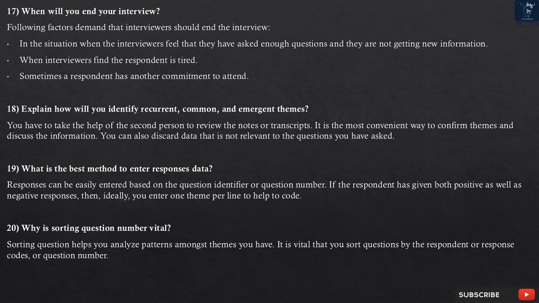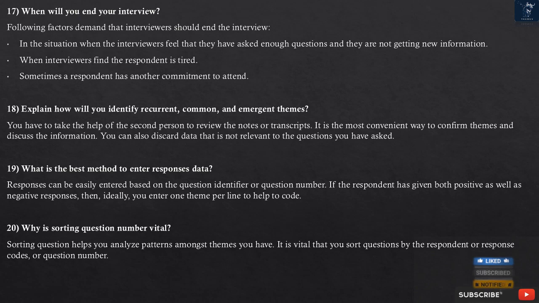18. Explain how you will identify recurrent, common, and emergent themes. You have to take the help of a second person to review the notes or transcripts. It is the most convenient way to confirm themes and discuss the information. You can also discard data that is not relevant to the questions you have asked.